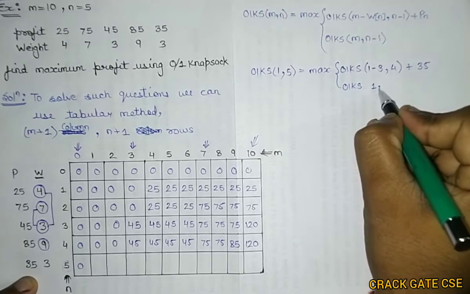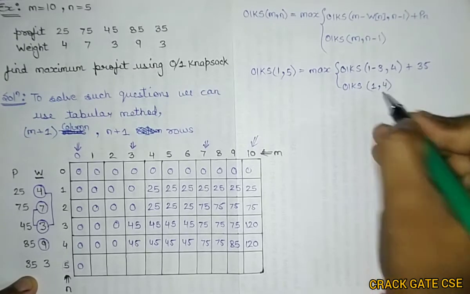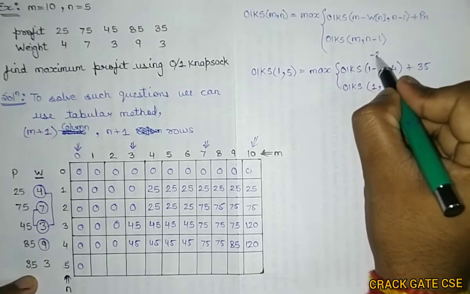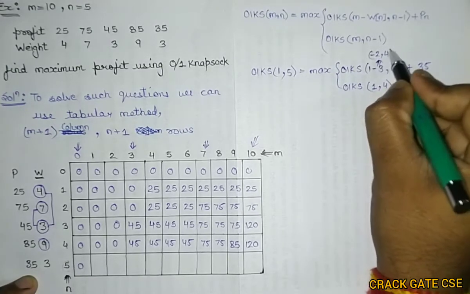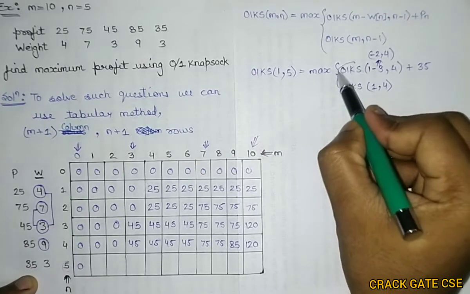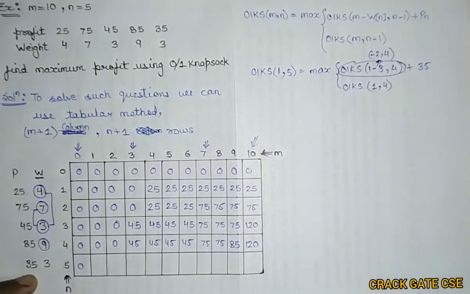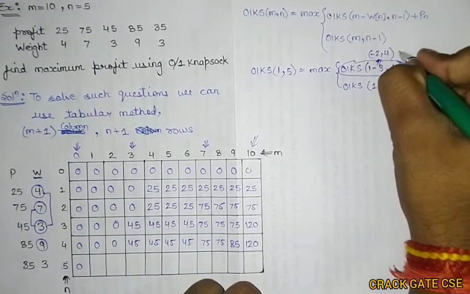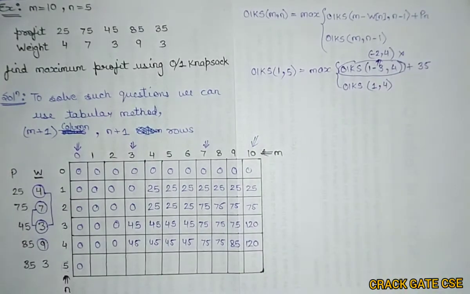M is nothing but 1 and n minus 1 is 4. Now if you check that, this will be minus 2 comma 4. So is there any location which is having minus 2 comma 4? You can see that there is no value of minus 2 here. That means this is an infeasible solution, so I cannot update this.